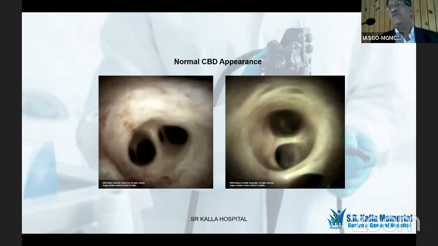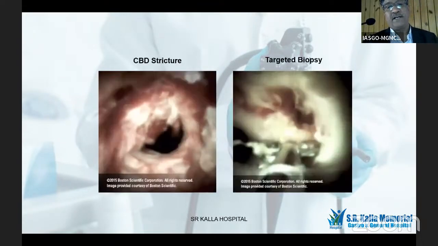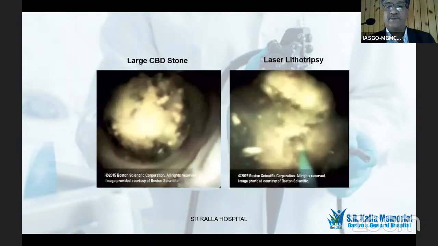Now, when you go inside the common bile duct, this is how it looks. This is a normal looking common bile duct. This is a malignant looking common bile duct. You can go inside, take a biopsy. If you have a large CBD stone, this is a big CBD stone which is right in front of your eyes. You just have to take your fiber there and fragment the stones, and the stone comes out.